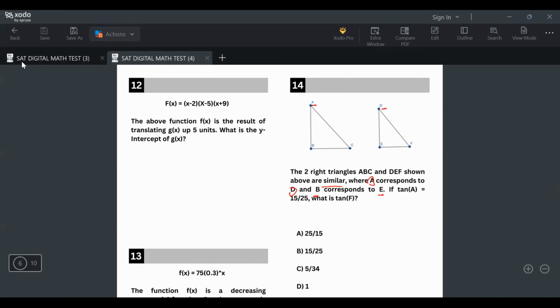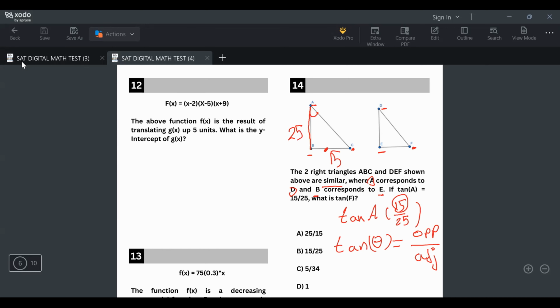And the tangent of any angle is equal to the opposite side divided by the adjacent side. What is the opposite side to A? It is this one here. So we can say that this side here, which is BC, is equal to 15, right? And the adjacent side is that one, which is equal to 25.